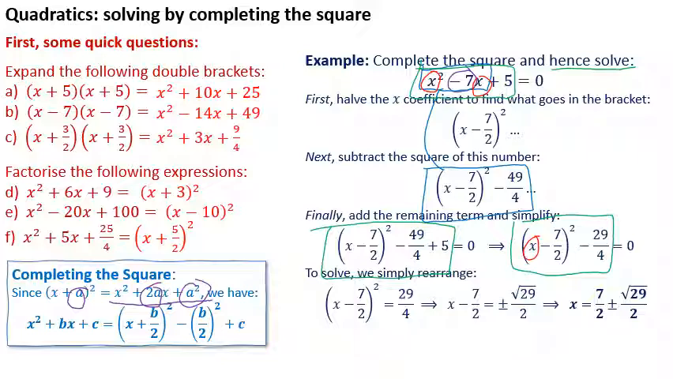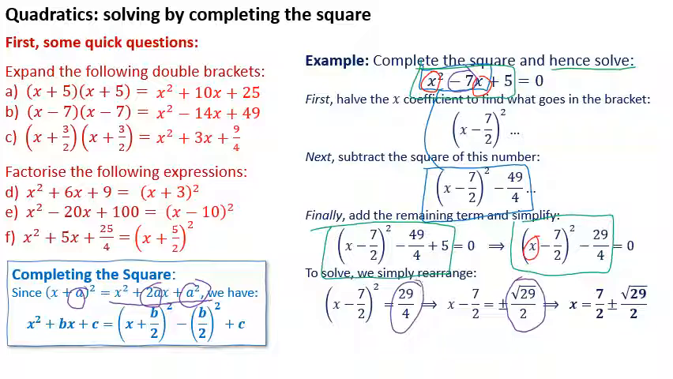The other thing I've done here, which you might be a little confused by, is square rooting that fraction. I ended up square rooting the top and the bottom. The square root of 29 can't be written any more simply than root 29, but the square root of 4 can.